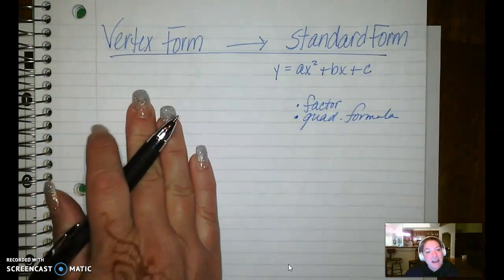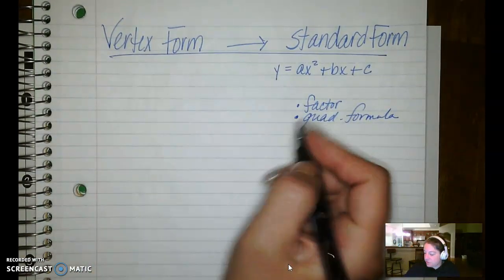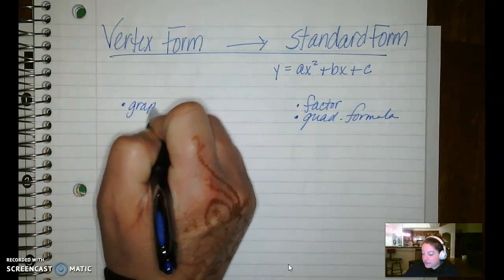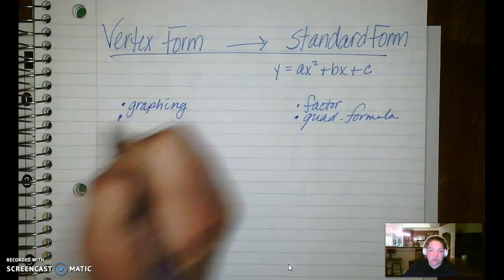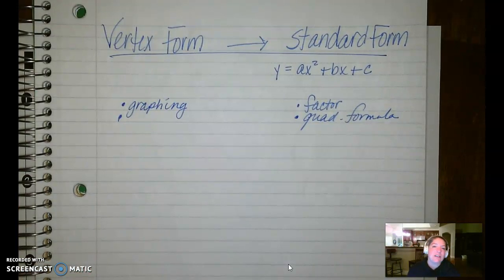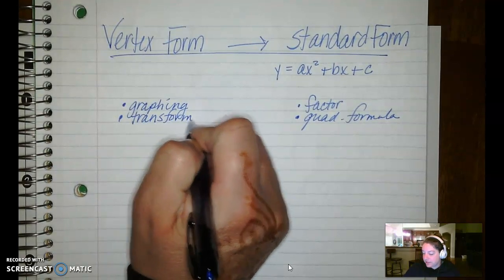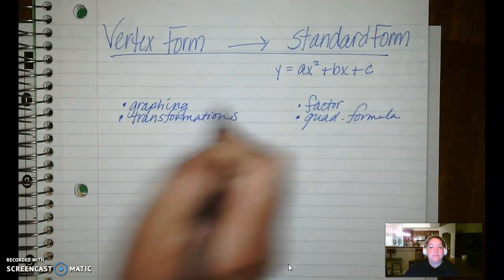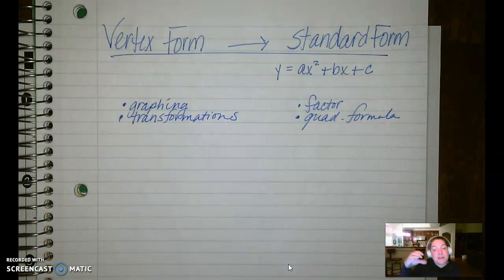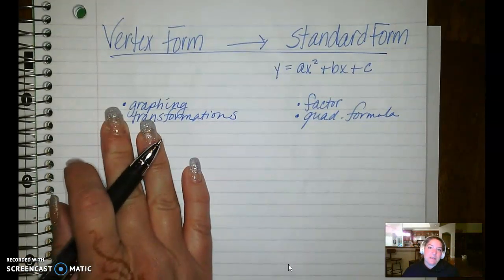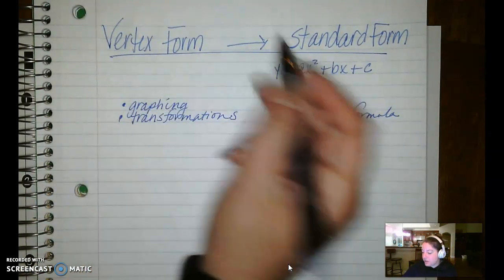Vertex form, though, is actually really beneficial when you are graphing. It's also really beneficial in Algebra 2, pre-calculus, and calculus, when you're talking about what are called transformations. I don't know if you remember when we talked about the U-shapes that went up. Sometimes the U-shapes went down. Sometimes they were skinnier, sometimes wider. Sometimes they moved to the left, maybe up or down. That's what vertex form is used for. But let me show you what vertex form looks like.